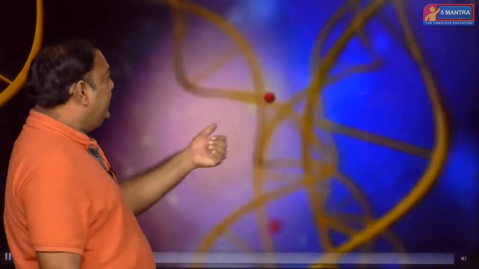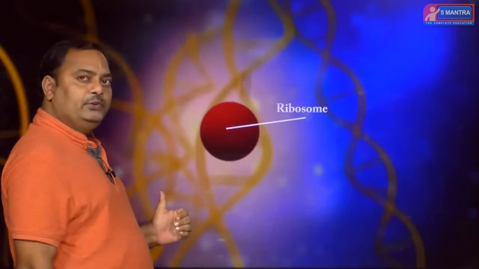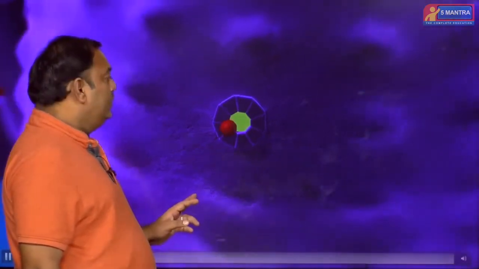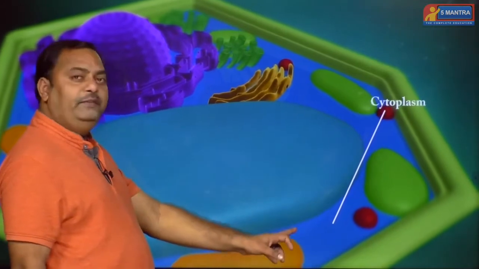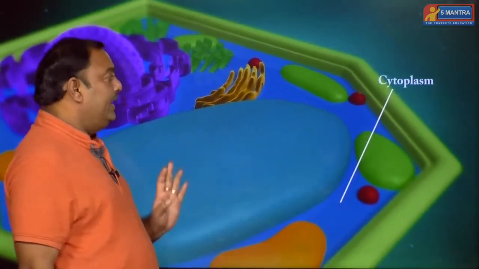You can see that small dot-like structures are coming out. That is called a ribosome. The ribosome is mainly meant for protein synthesis. Now next we'll move to one more cell organelle, the cytoplasm. The cytoplasm is a fluid fill. It contains all the other cell organelles in the plant cell.